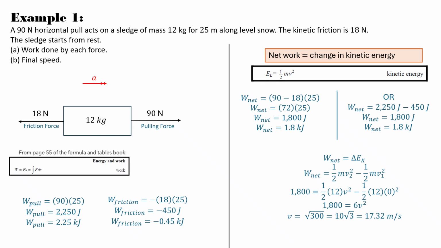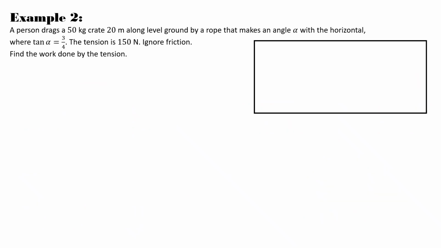So, example 2. A person drags a 50 kg crate 20 meters along level ground by a rope that makes an angle alpha with the horizontal, where tan alpha is equal to 3 over 4. The tension is 150 newtons. Ignore friction. Find the work done by the tension.